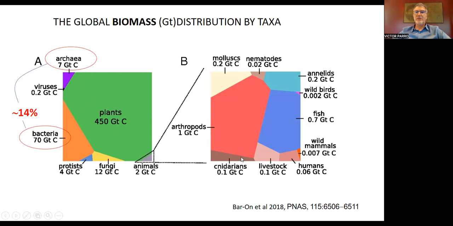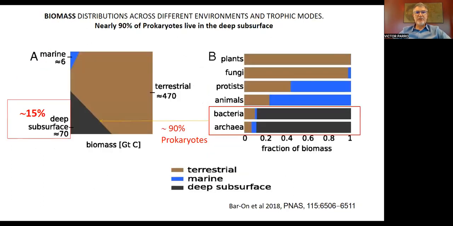Just to make a comparison, you can see on the right what the animals account for in terms of biomass. So from this 14% of bacteria, nearly 90% of prokaryote bacteria and archaea live in the deep subsurface, as you see on the left, which again accounts for around 15% of the total biomass, which is an important amount compared to the terrestrial or marine.